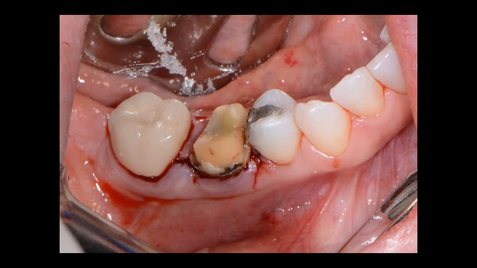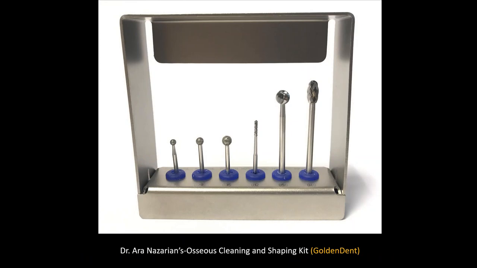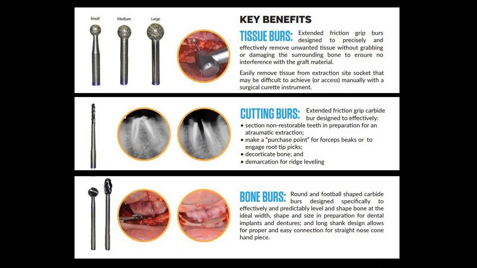So here in this photo, you can see we were able to use the WAM key and remove the crown very easily. And you can clearly see the amalgam restoration at the cervical portion. And it looks like they may have used some glass ionomer as well at the cervical portion of that tooth. So our goal is to use the number 12 burr, which is a carbide burr that we utilize. This is a burr kit that I created, and GoldenDent offers this. We section the teeth, and so we're going to go right through the furcation area.